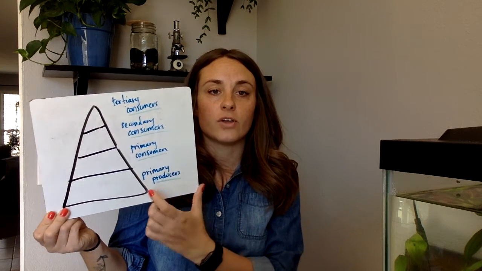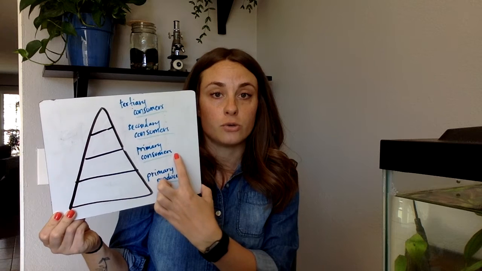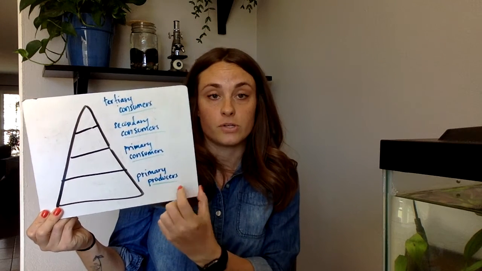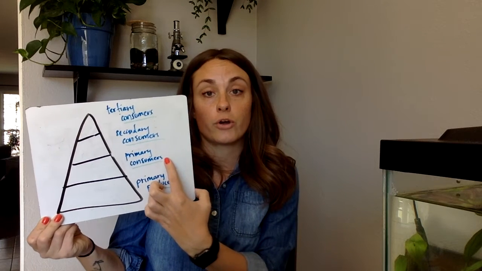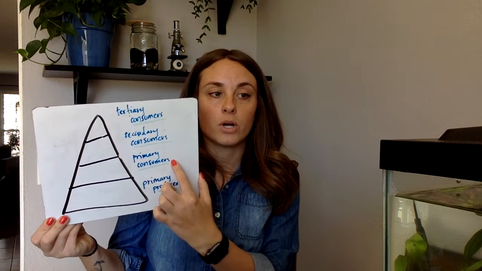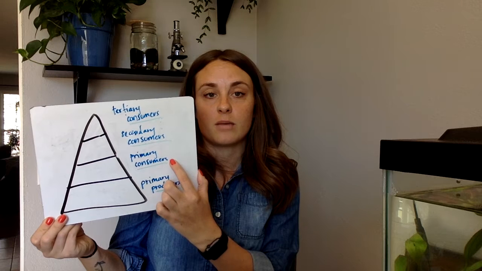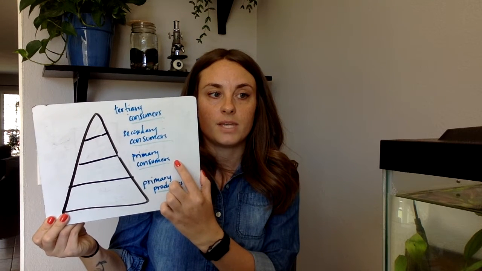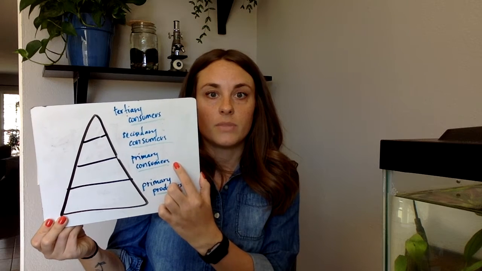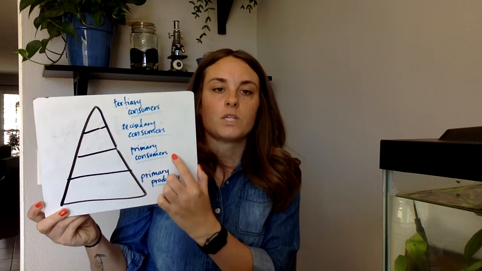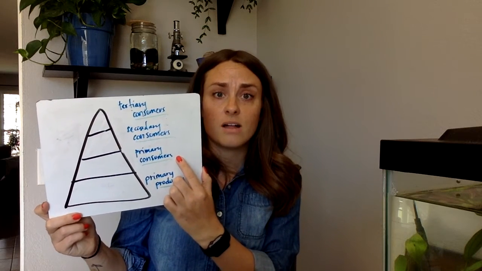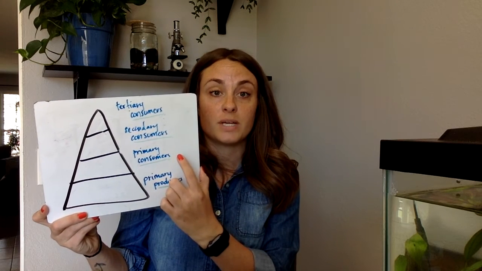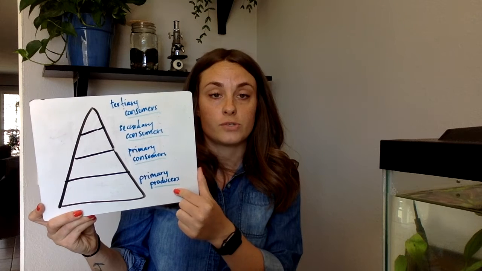And then our next level in our pyramid are primary consumers. Primary consumers are things that eat primary producers. So primary consumers are herbivores. In our ecosystem that we've been talking about, primary consumers are going to be things like the African buffalo. We also talked about Thompson's gazelle and wildebeest. Those are also primary consumers because they eat the primary producers.